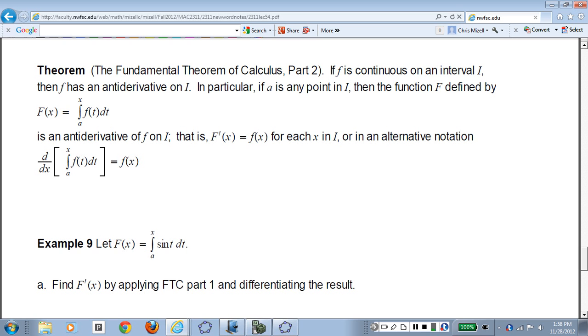Turns out that having an antiderivative is easier than having a derivative. It's a weaker condition than having a derivative. So if f is continuous, then it has an antiderivative. In particular, if a is any point in an interval I, this particular function, as it is defined here, is an antiderivative of f.